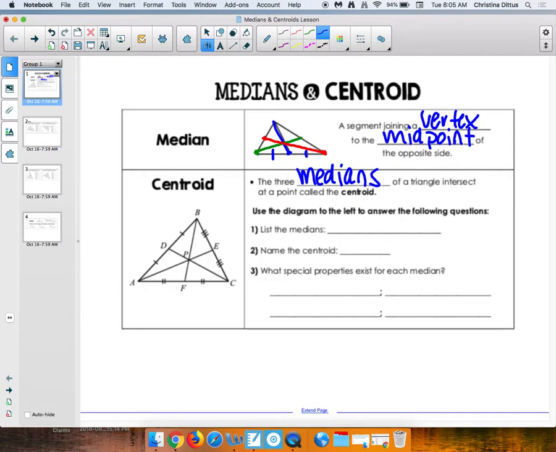So if I look at my thing to the left, my medians, remember, go from vertex to midpoint. So what's the median here? BF, sweet. AE. AE's one. What else? CD, good. Just 3. Vertex, midpoint, vertex, midpoint, good. How about where do they all meet? P. So P is what we call our centroid.